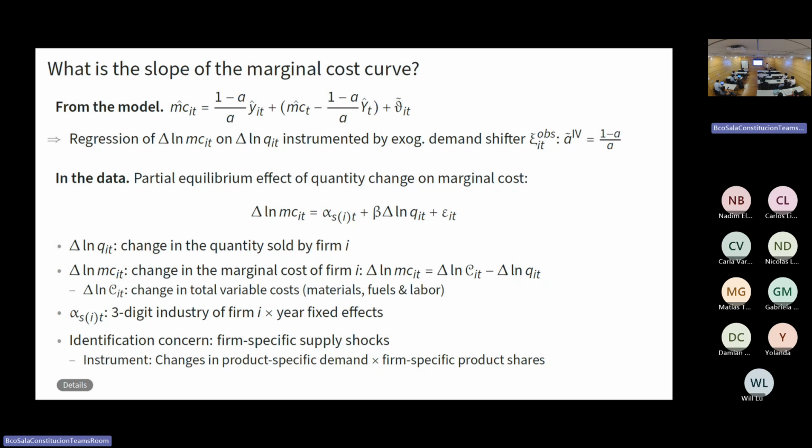And our instrument is going to be changes in demand in the products that different firms sell. So imagine that you and I are two different firms in the apparel industry, but you produce more shoes and I produce more jackets, and there is a change in the aggregate demand for shoes versus jackets. That is going to look like a relative demand shock for you versus me, and that is going to change your marginal cost. That is the variation that we're going to use.